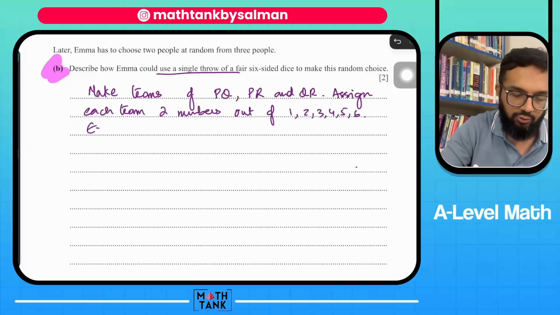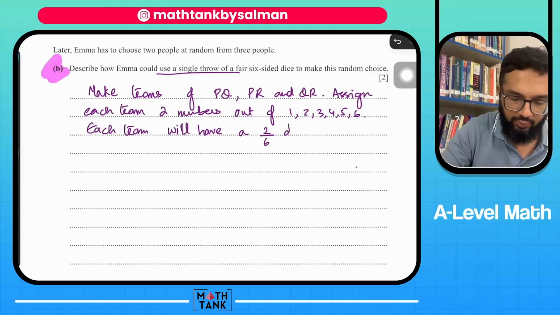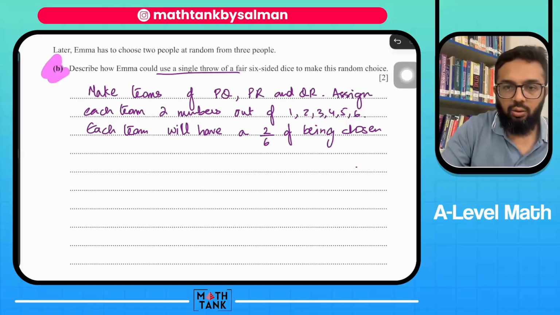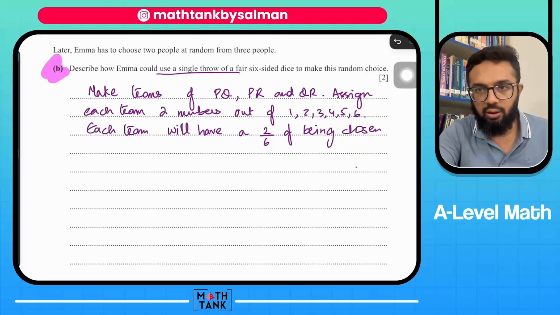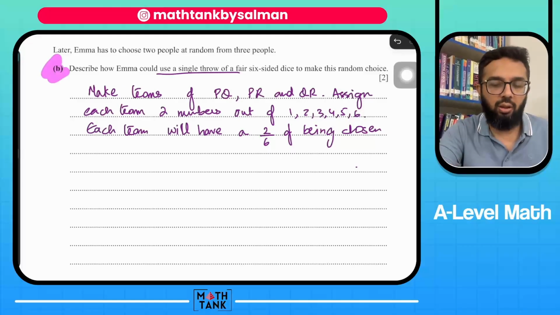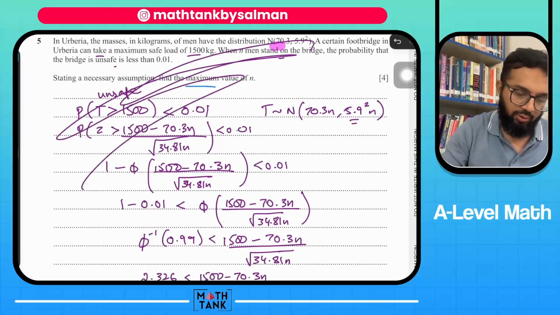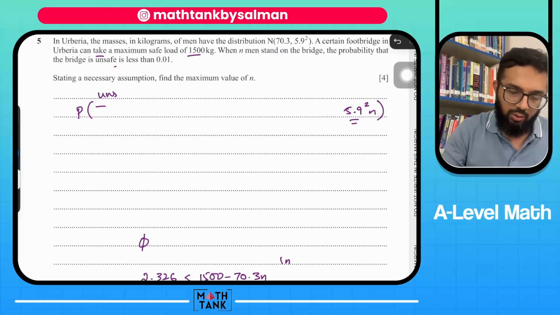Okay, each team will have a 2 out of 6 chance of being chosen. Okay, so I think that should be it. Yeah. Okay, I can describe it further. Say 1 and 2 gives me team PQ, and then 3 and 4 gives me PR, and so on. Okay, in this way, everyone will have an equal probability of being chosen.